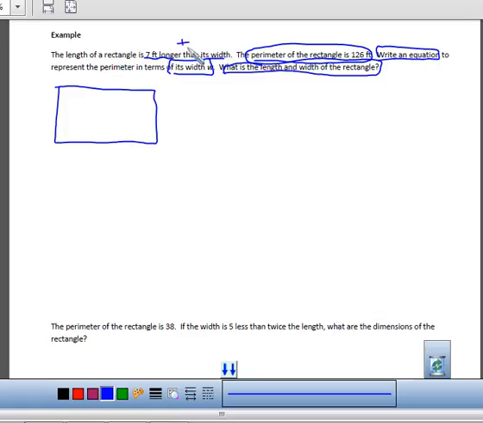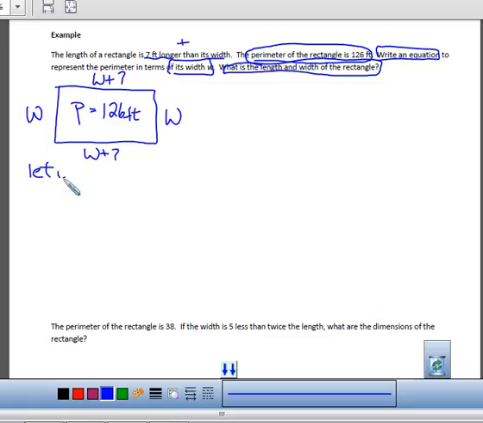The length is 7 feet longer than the width, so I don't know the width. And 7 feet longer than that would be W plus 7. W and W plus 7. I do know the perimeter is 126 feet. Okay, so my let statements.